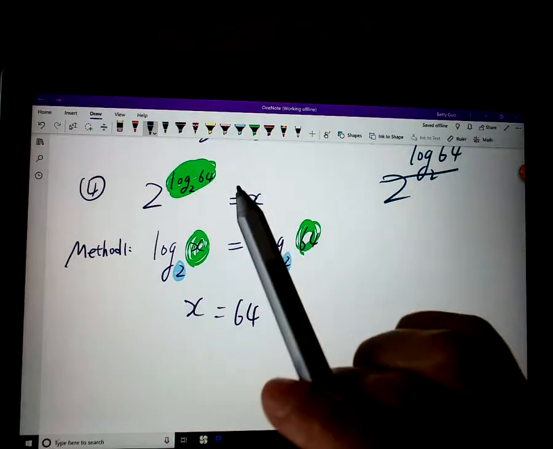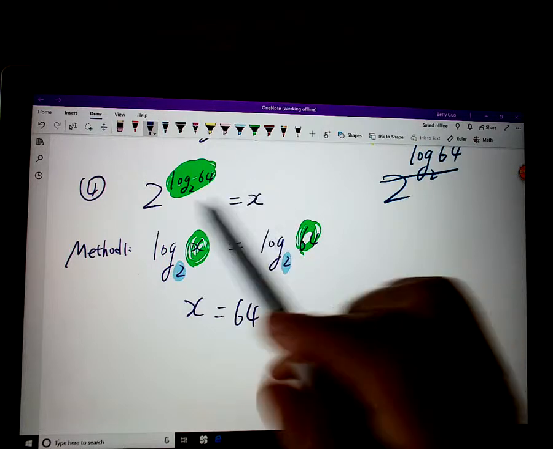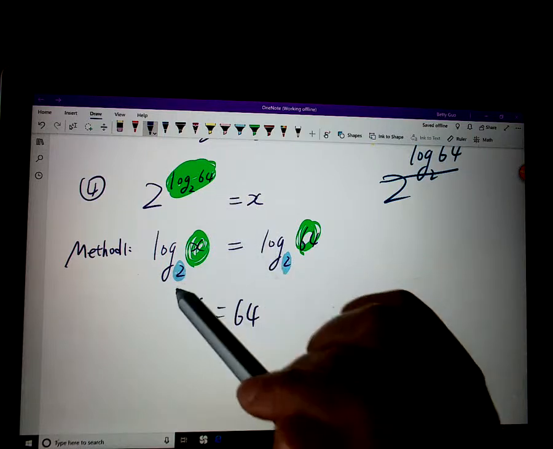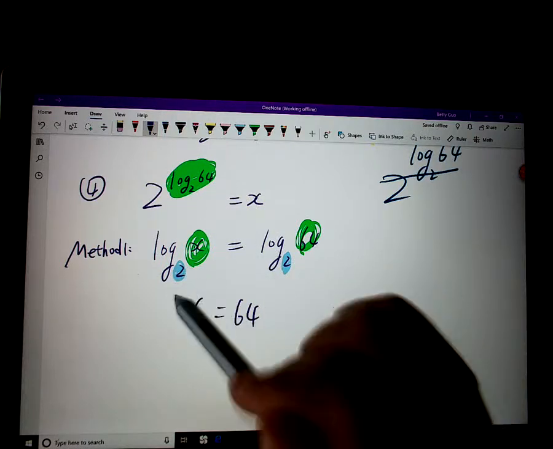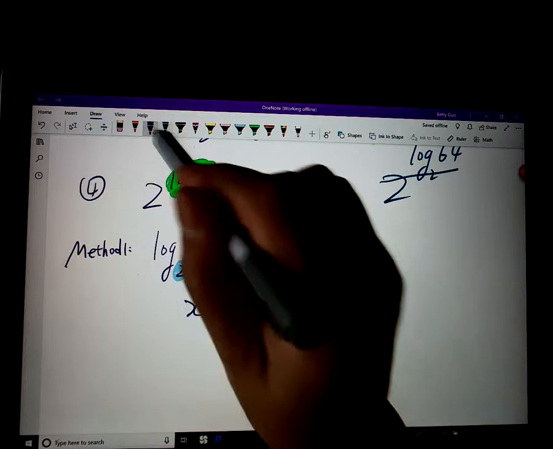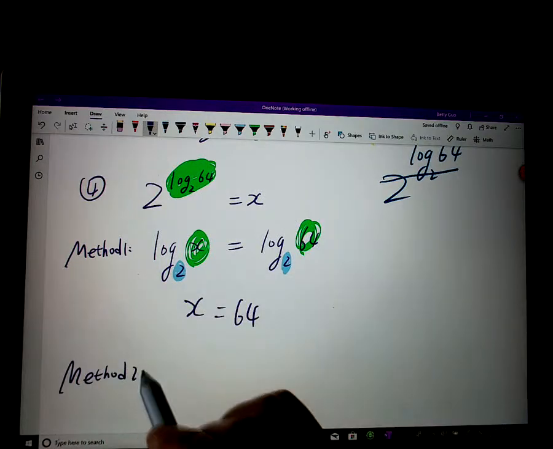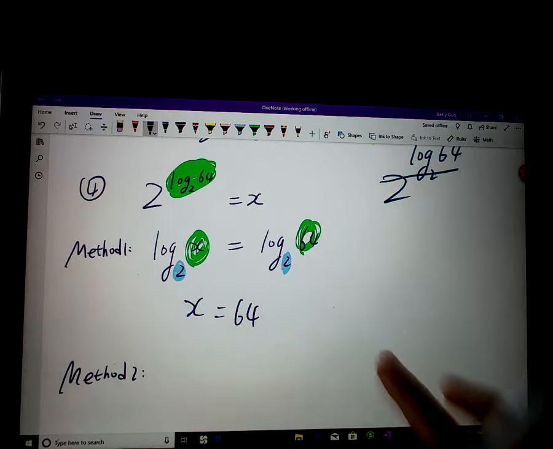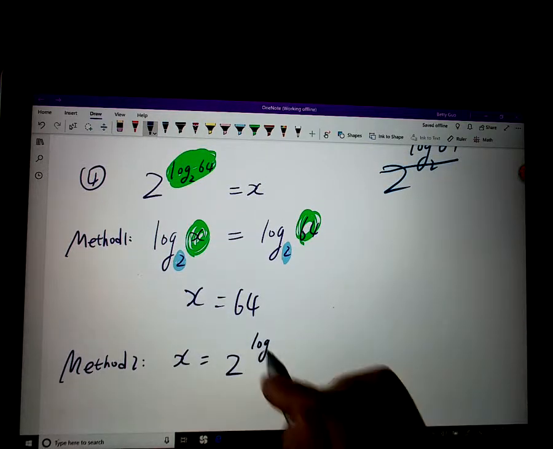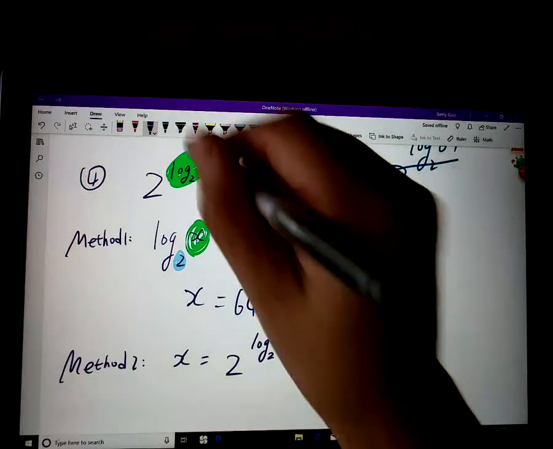Earlier, we had the problems where we converted from logarithmic form to exponential form. In this case, we convert the equation from exponential form to its equivalent logarithmic form. It works very well. Method 2, another way to handle this problem is, we have x equals 2 to the power of log with base 2, 64, right? So I'm going to explain in this way.